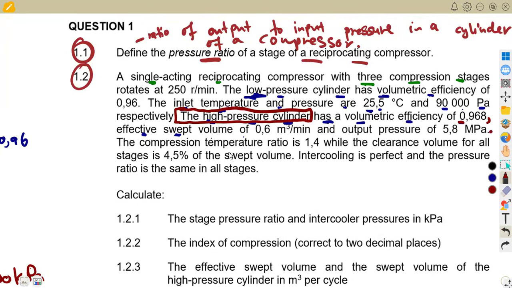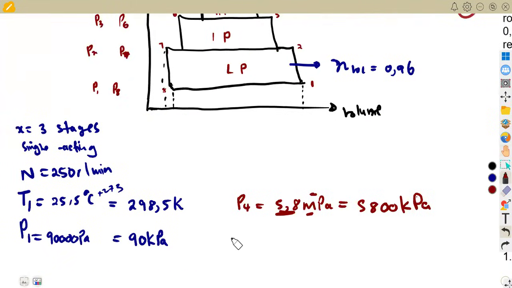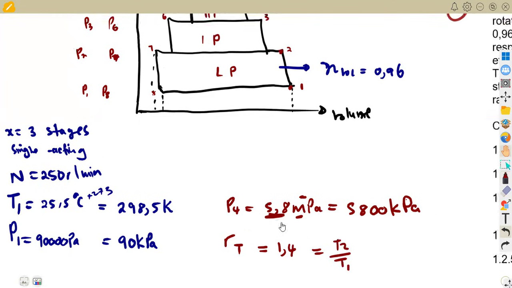The compression temperature ratio is 1.4, while the clearance volume for all stages, take note, for all stages. So we've got the compression temperature ratio is 1.4. Let us just write temperature ratio. I'm going to just write RT. So the temperature ratio is 1.4. The temperature ratio means T2 over T1, like output over input. All right, so that is the idea there. T2 over T1.